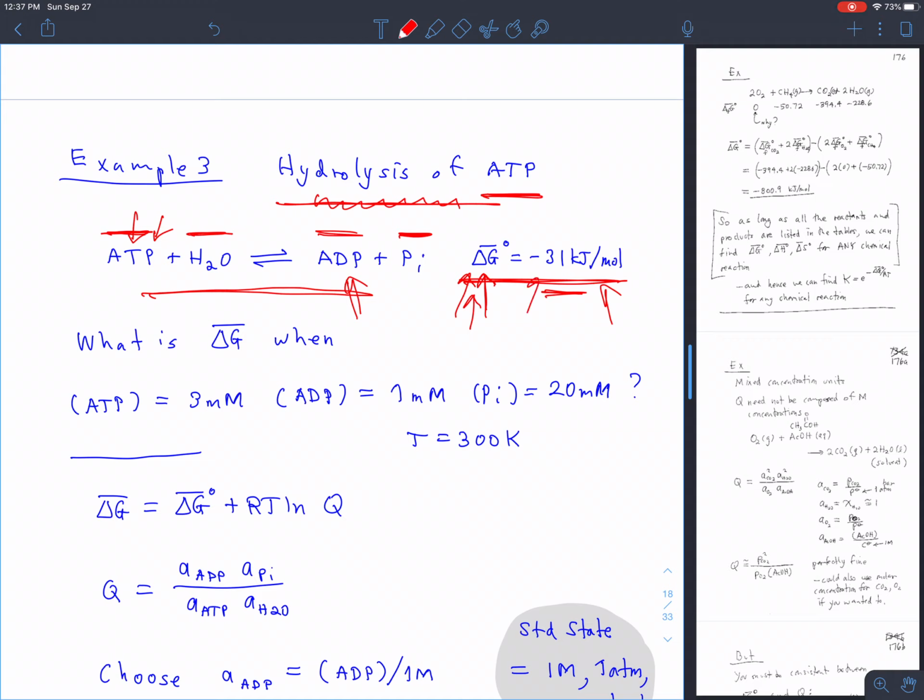This delta G at standard conditions is often quoted, and it's often fine as a rule of thumb, sort of intuition for what's going to happen. But the real delta G driving value inside a cell is quite different. Let's see how different.